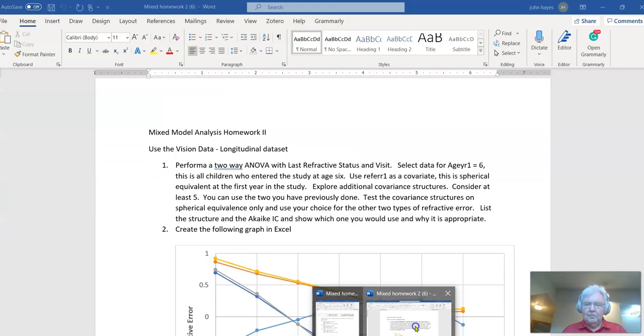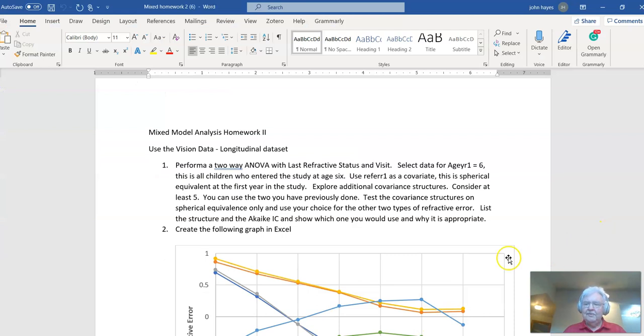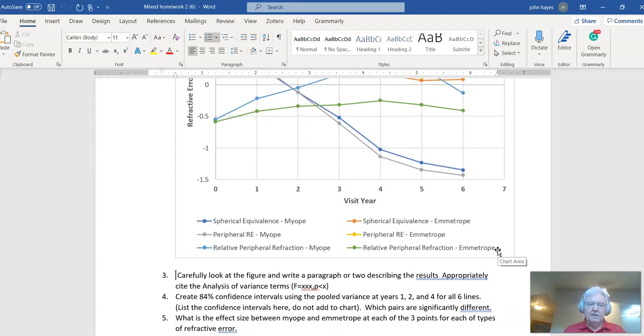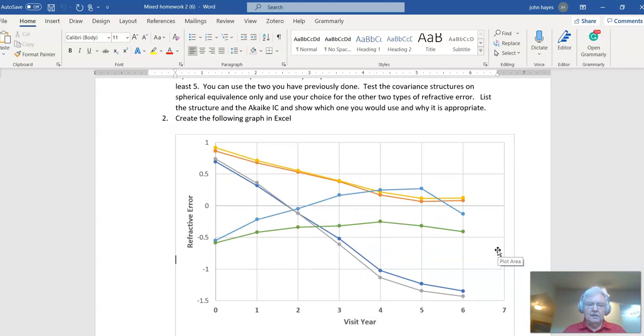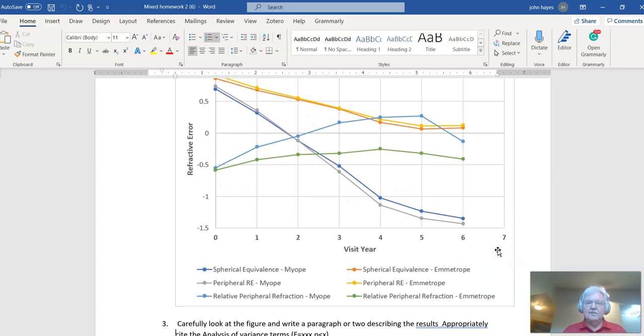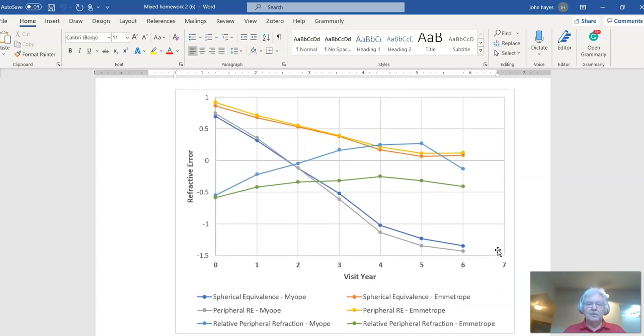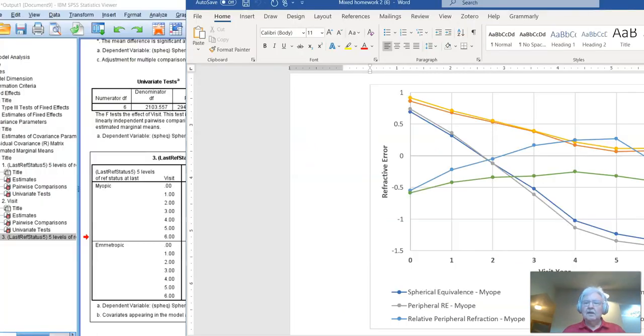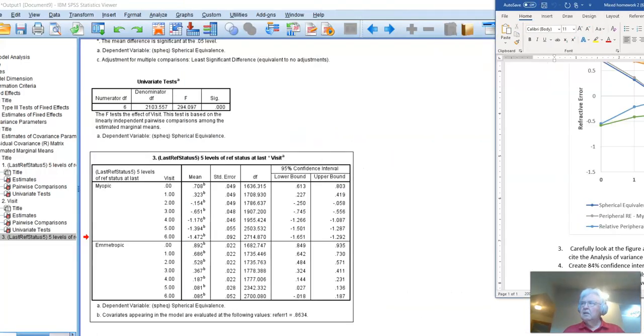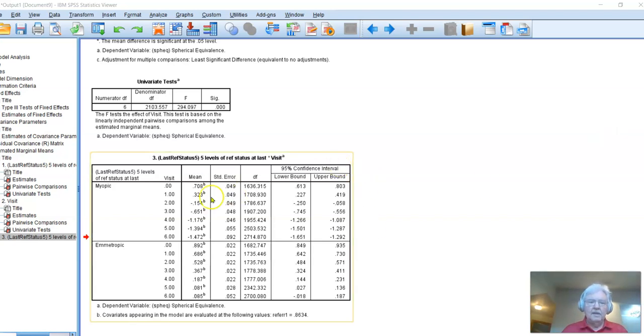So that was question 1. Question 2, create the following graph. And so I think you may have gotten slightly different answers. So let's do this one. Again, generally speaking, the answers were pretty similar. So I'm going to move this out of the way, and then we're going to copy this.